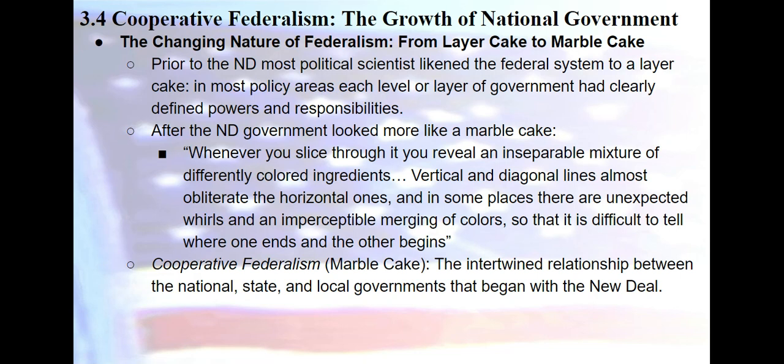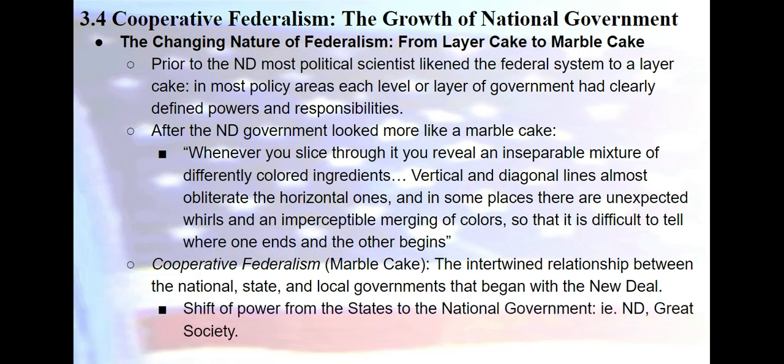A quote from a political scientist described it like this: "Whenever you slice through it, it reveals an inseparable mixture of differently colored ingredients. Vertical and diagonal lines almost obliterate the horizontal ones, and in some places there are unexpected swirls or whirls and an imperceptible merging of colors, so that it is difficult to tell where one ends and the other begins." And by that, they basically mean this: the intertwined relationship between the national, state, and local governments that begins with the New Deal makes it pretty indistinguishable who's doing what job.